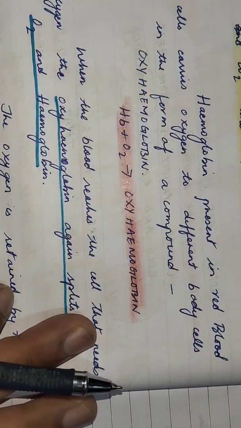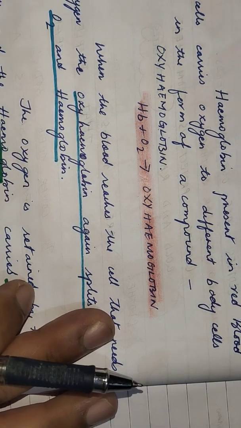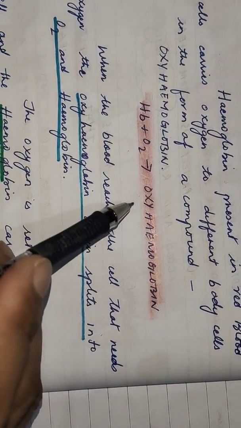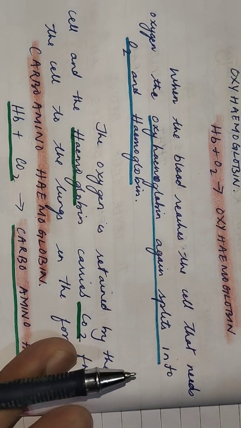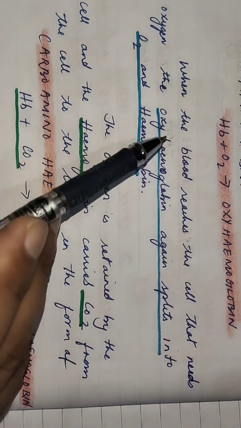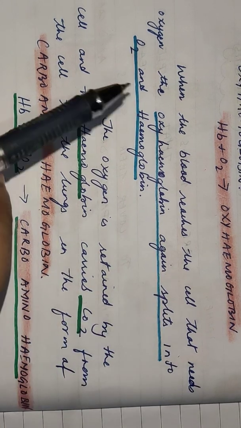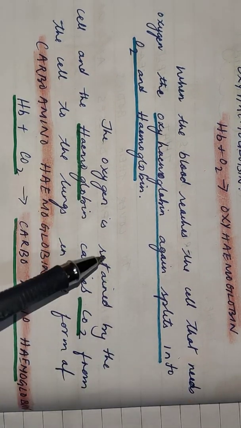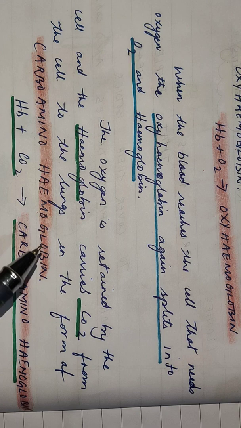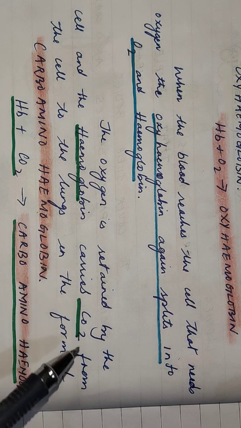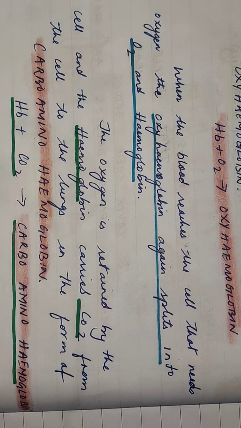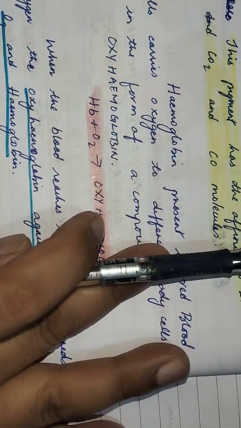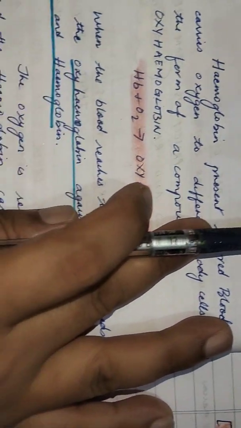Understand this once again. Hemoglobin plus oxygen will give you oxyhemoglobin. When the blood reaches the cell that needs oxygen, the oxyhemoglobin again splits into oxygen and hemoglobin. The oxygen is retained by the cell, and hemoglobin carries carbon dioxide from the cell to the lungs in the form of carboaminohemoglobin. This one is very important. We require this till class 10.